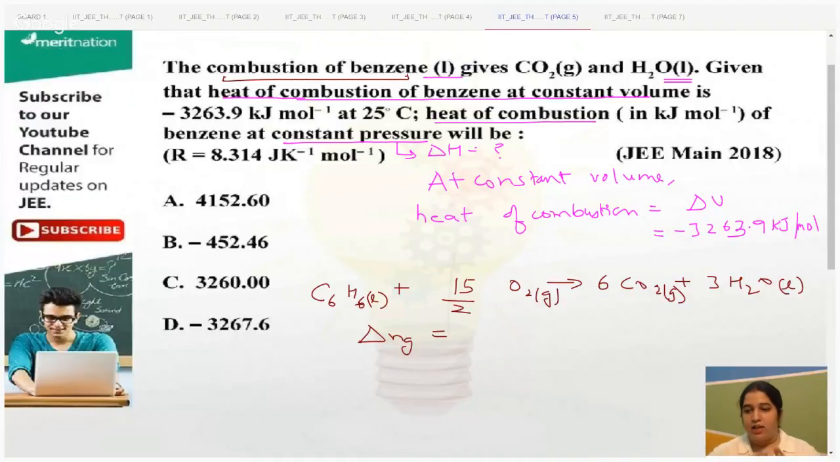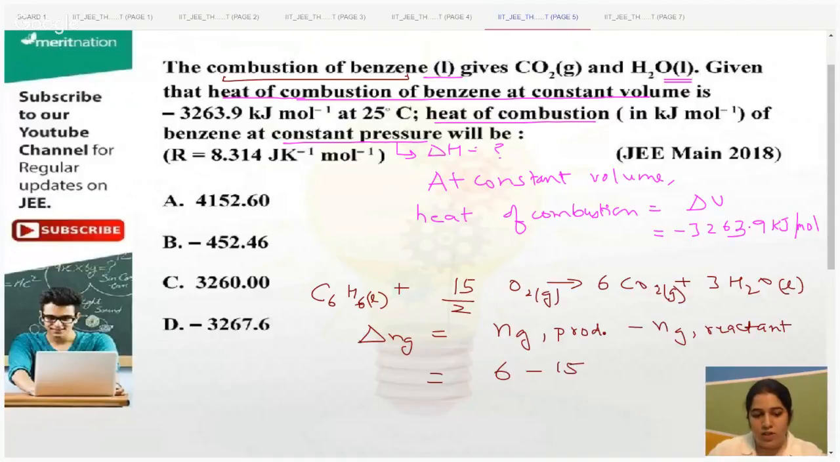That is the number of gaseous moles in the product side minus the number of gaseous moles in the reactant side. So how much is it? This becomes 6 moles of CO2, that's only the gaseous component here. And O2 is how much? 15 upon 2, that is 7.5. So we get minus 1.5 equal to delta Ng.